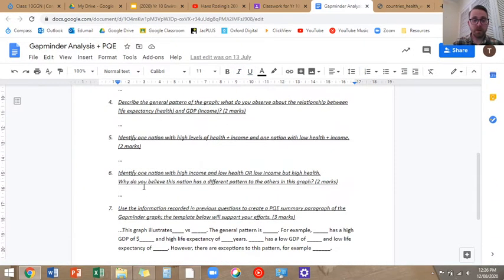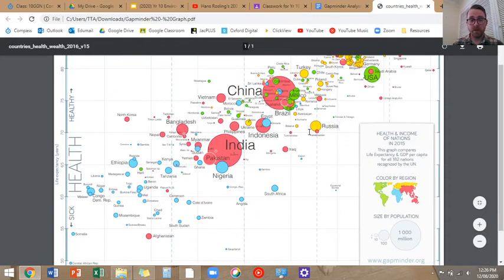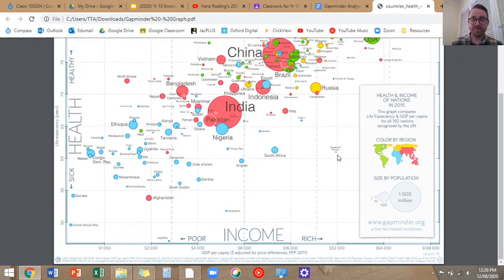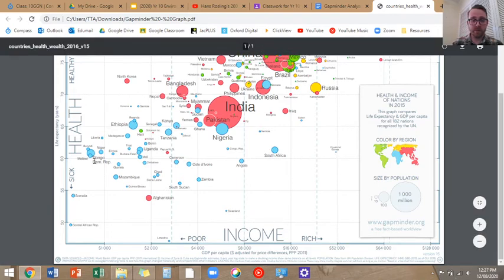Question 6, identify one nation that has high income but very low health, or low income but very high health. Why do you believe this nation has a different pattern to the others in this graph? If I go to this graph, a country like, well, that's hard to read, but Equatorial Guinea, which is in Africa, they have a very high income, but their life expectancy is pretty low. Why is that?